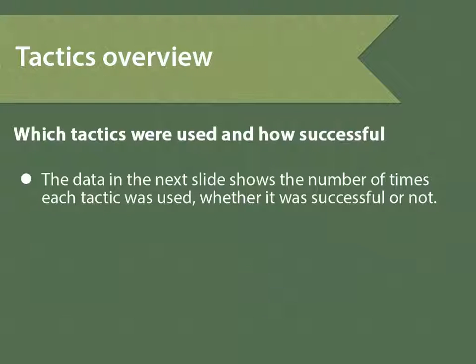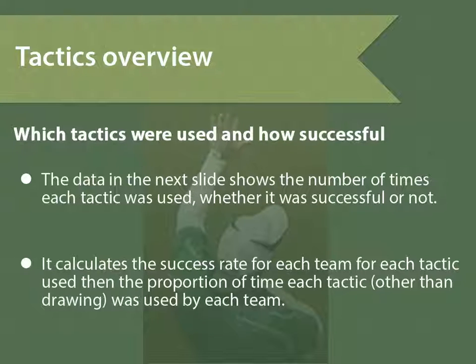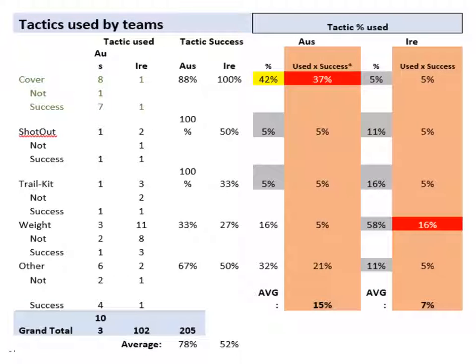The data in the next slide shows the number of times each tactic was used, whether it was successful or not. It calculates the success rate for each team for each tactic used, then the proportion of time each tactic other than drawing was used by the team. The proportion multiplied by the success rate gives the used success rate. Here, the red shows the percentage of time each tactic was used multiplied by the success rate of the tactic to give an overall success rate.